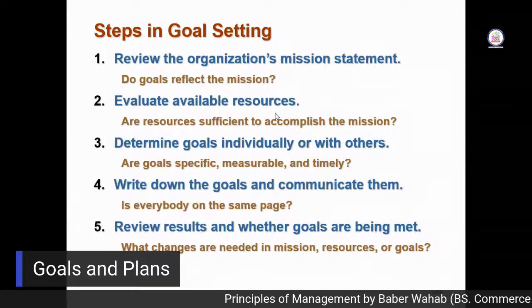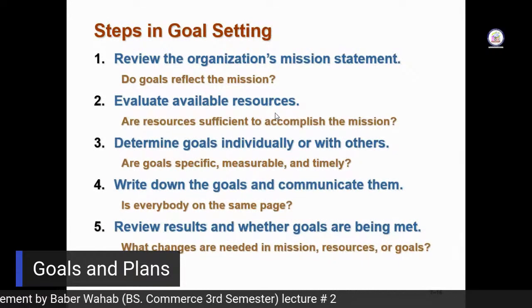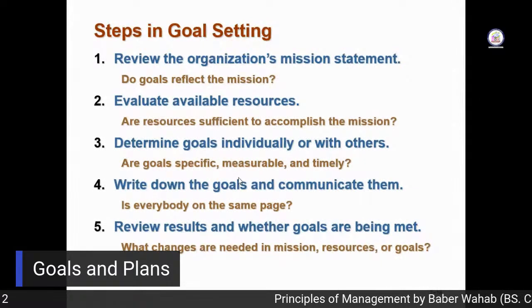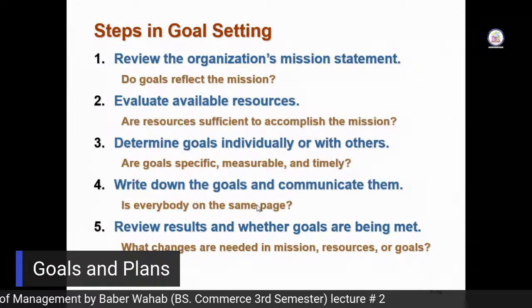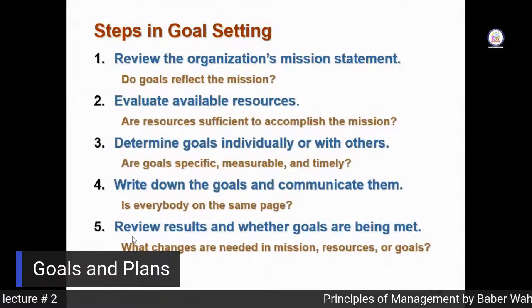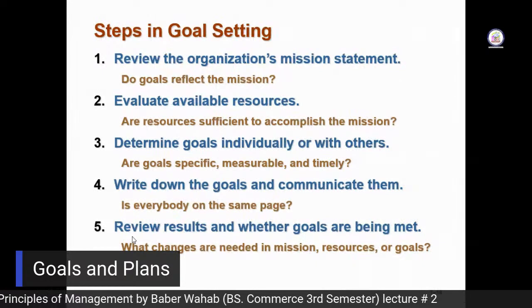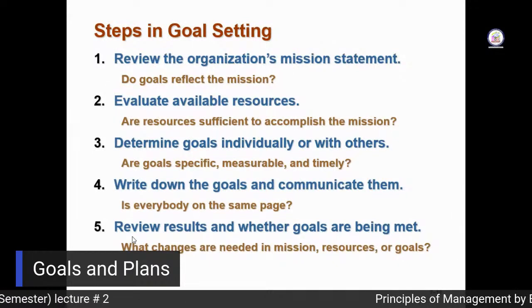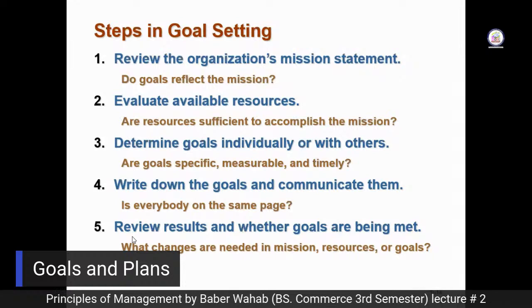Third question is, are you going to determine the goals individually or collectively? And are those goals SMART goals? Are they specific, measurable, actionable, realistic, and time bound or not? Write down the goals. We've covered this before. And then, last but not least, the control function kicks in here. Review the results and find out whether the goals are being met. And if those goals are not being met, then obviously you need to change those goals or change the way of achieving those goals.